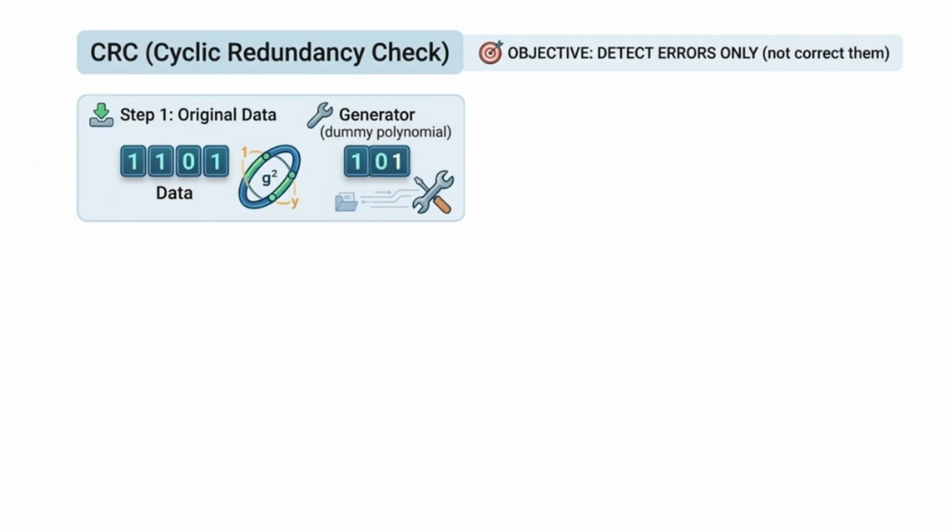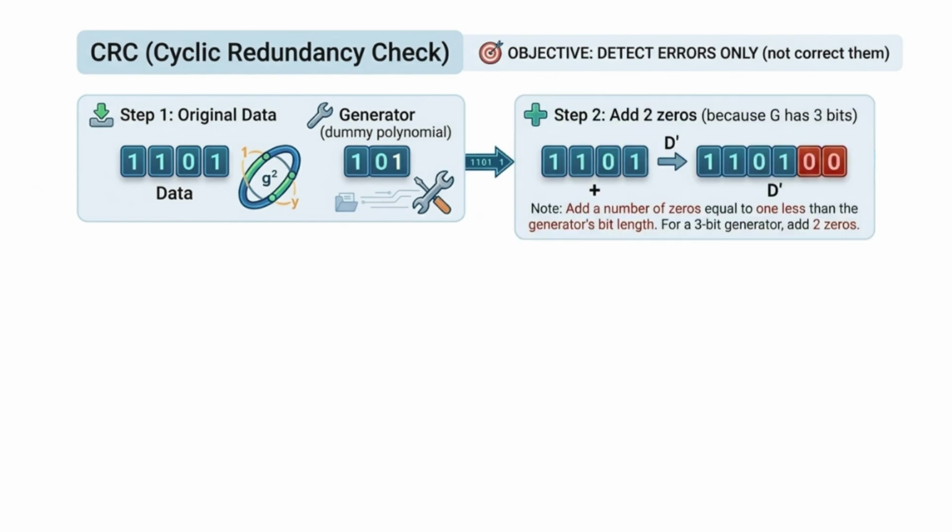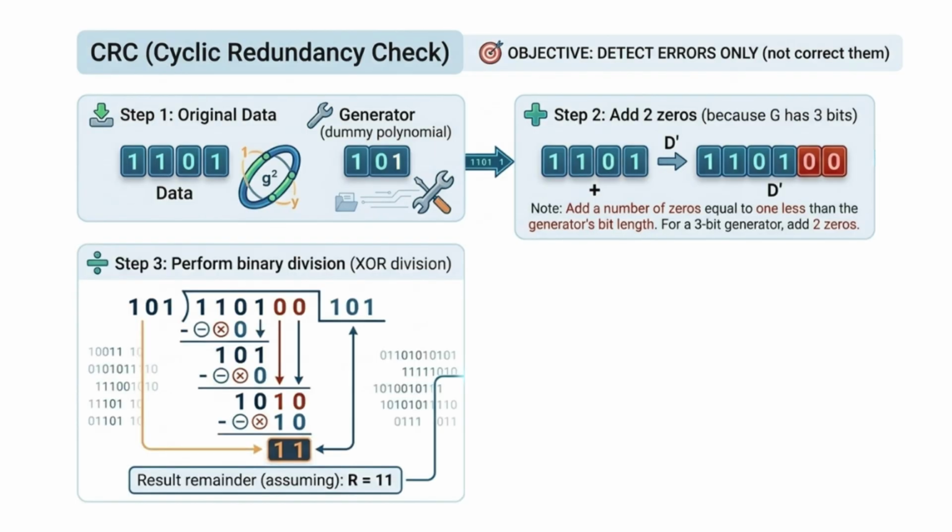Let's understand how the channel encoder and decoder work together using a simple CRC example with data bits 1101 and a generator polynomial 101. We add two zeros because the generator 101 has 3 bits, so it needs space for a 2-bit remainder. These zeros act as placeholders where the CRC checksum will be calculated and filled in after the division step. Next, we perform binary division using XOR.